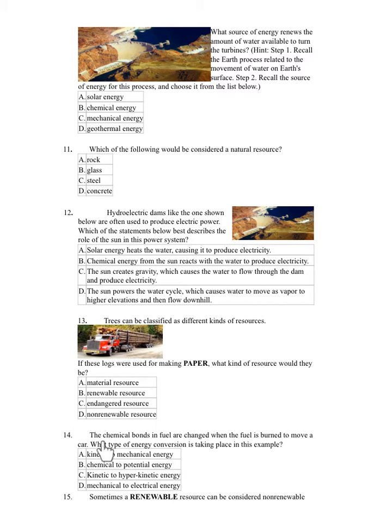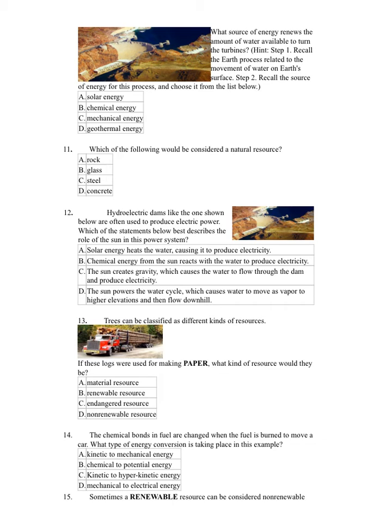Number 14. The chemical bonds in fuel are changed when the fuel is burned to move a car. What type of energy conversion is taking place in this example? A. Kinetic to mechanical energy. B. Chemical to potential energy. C. Kinetic to hyperkinetic energy. D. Mechanical to electrical energy.